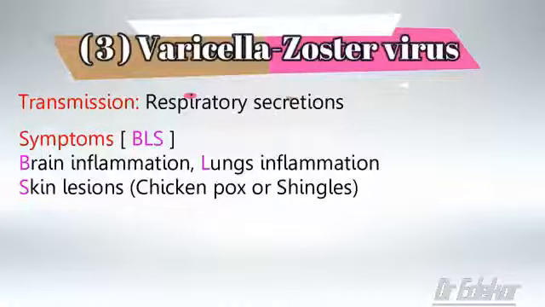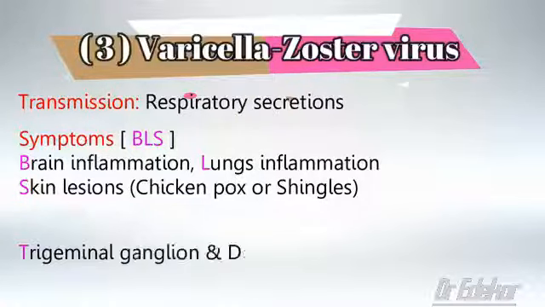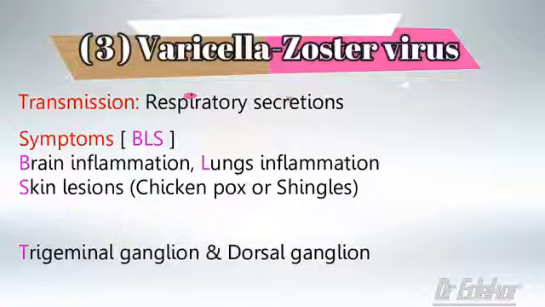The skin lesions can either be mild like chickenpox or severe like shingles. And note that shingles will resolve and later on cause what we call post-herpetic neuralgia. The third herpes virus will reside in the trigeminal ganglion and the dorsal ganglion. So remember that the third starts with T and trigeminal starts with T as well.